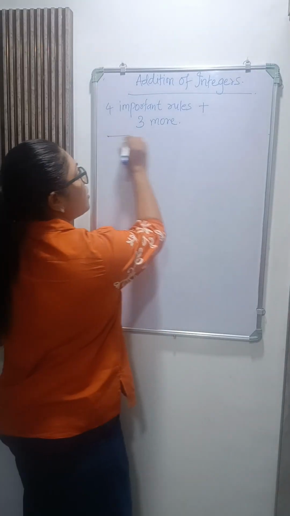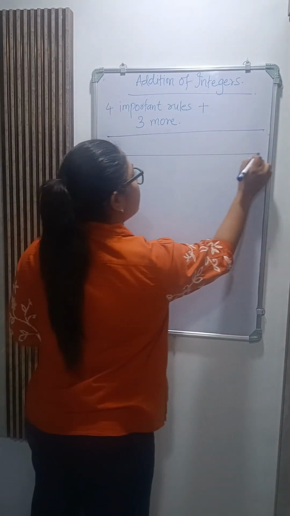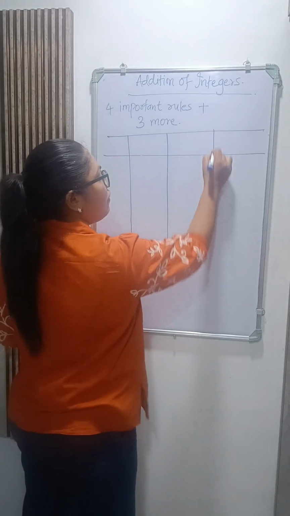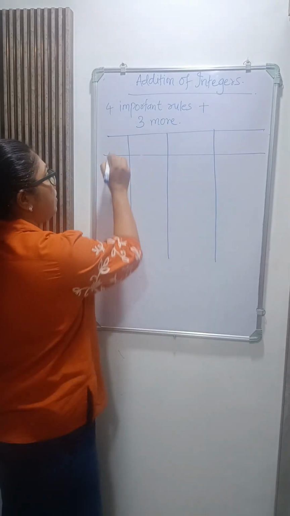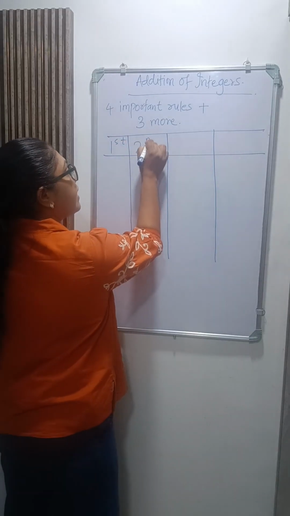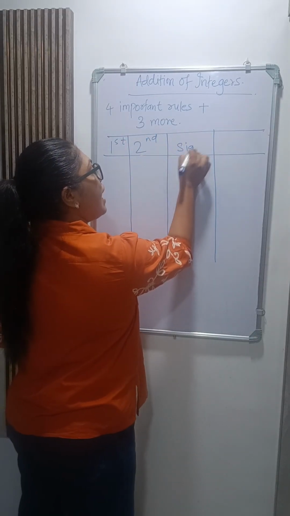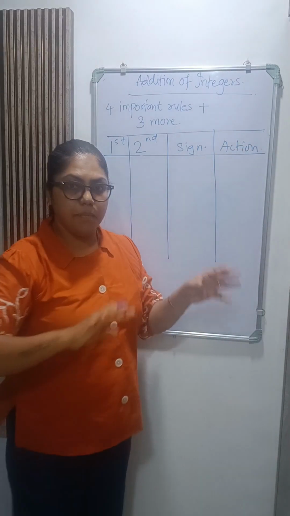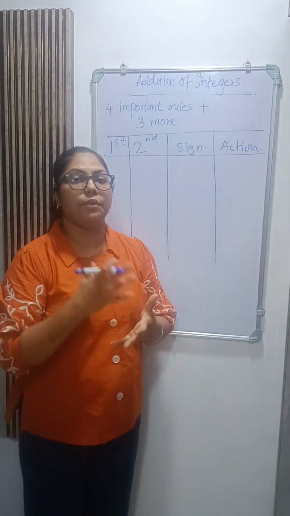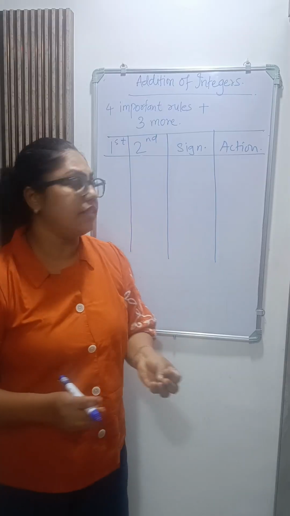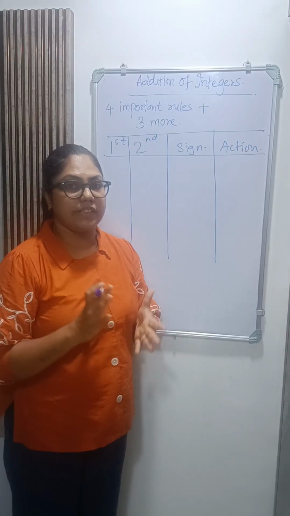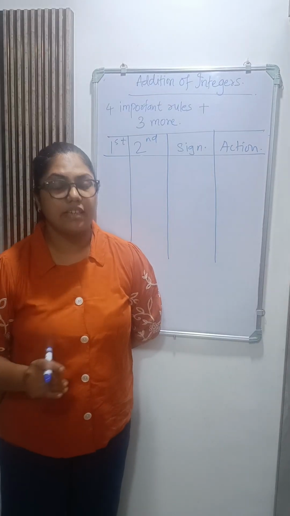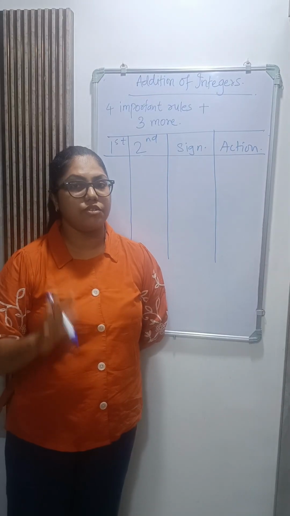Okay, so let us make this chart. I have 4 columns over here. Now, this is the first number, this is the second number, which sign to add, and what action you will take. This chart is very important, so if you're watching this video, I would insist you make this chart and keep it with you for solving integers. Now, when you do the addition of integers, there are 4 basic rules that you need to know.